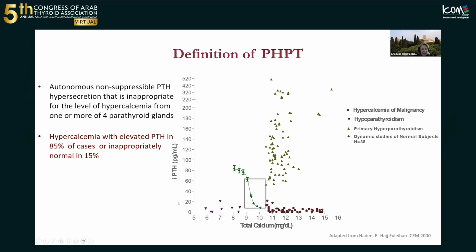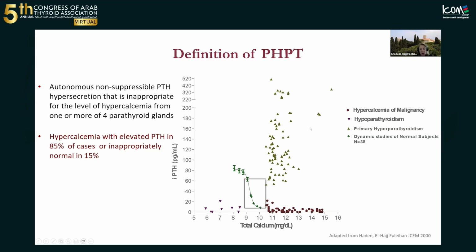This is a graph, actually, that is generated from work I did at Brigham's many years ago. On the y-axis is PTH in picogram per ml. On the x-axis is total calcium. The green inverse sigmoidal relationship is something we characterized in normal healthy volunteers. And what you see here in triangles are hyperparathyroidism, so high calcium and high PTH. Here are hypercalcemia of malignancy, and these are hypopara.